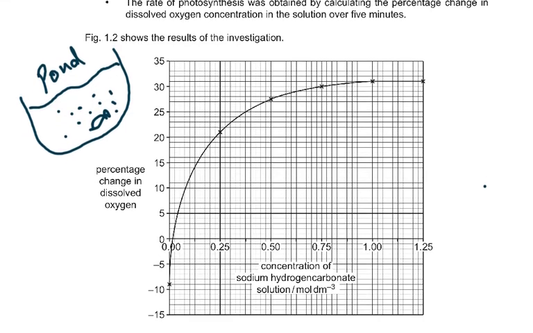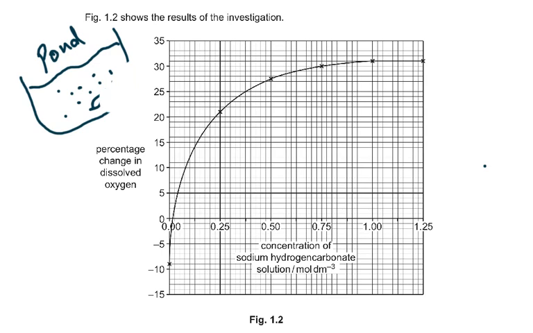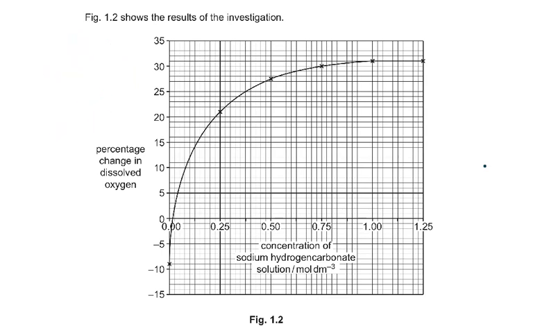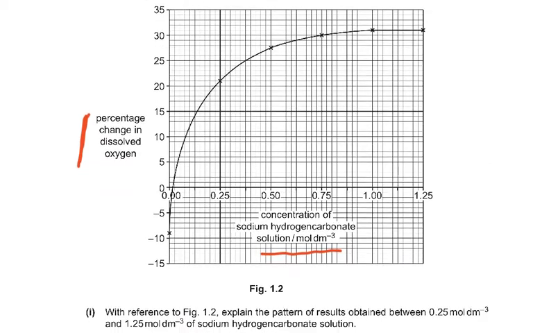Figure 1.2 shows the results of this investigation. Now let's look at the result of this investigation. When you look at the results, what do you have on the y-axis? Percentage change in dissolved oxygen. And this is minus 15, minus 10, minus 5, then 0, then plus 5, plus 10. So it is increasing, and here on the x-axis we have concentration of sodium hydrogen carbonate solution in mol dm^-3. So 0.0, 0.25, 0.50, 0.75, 1.0, and 1.25. So look at the graph carefully, read the graph.